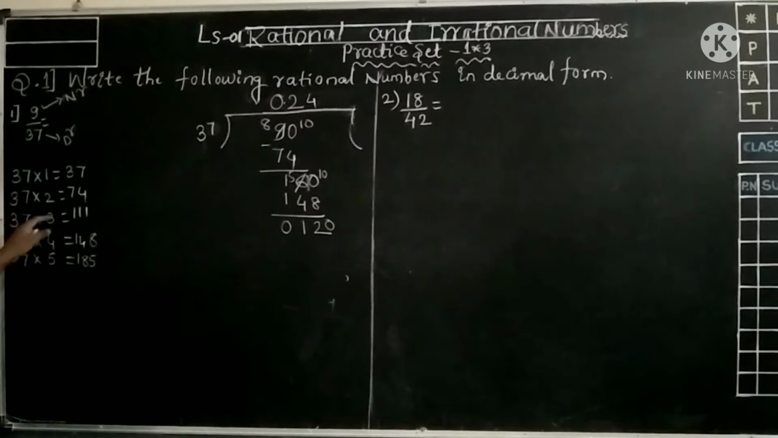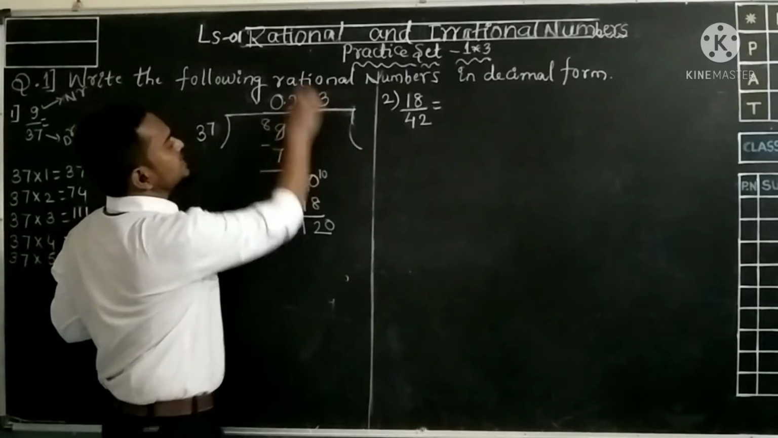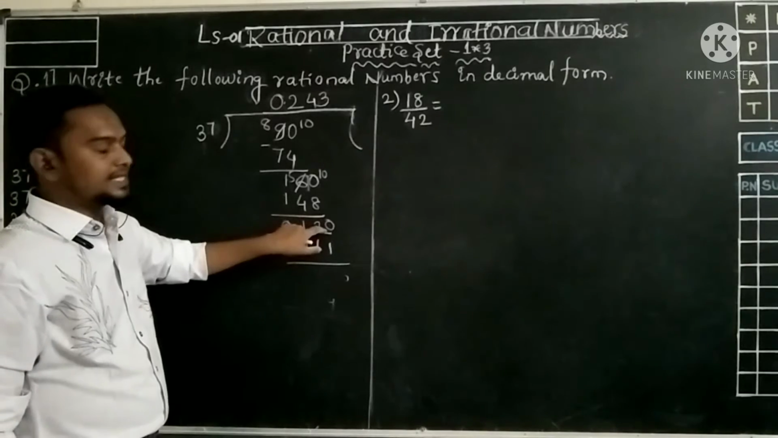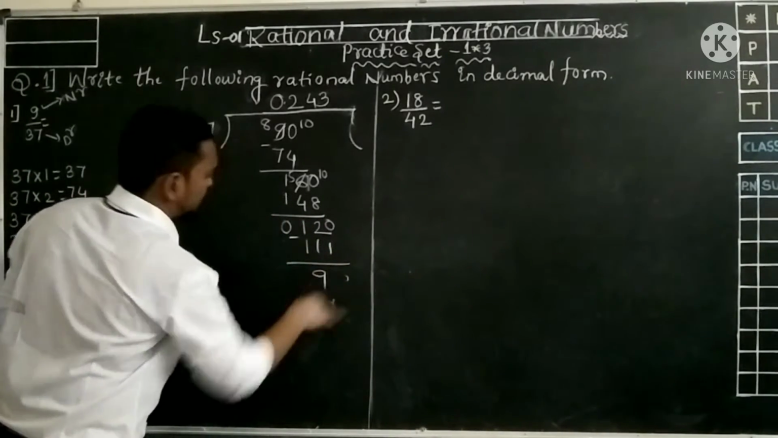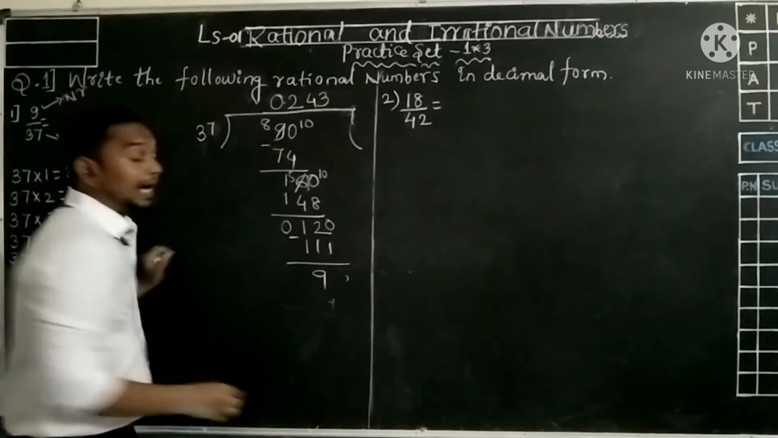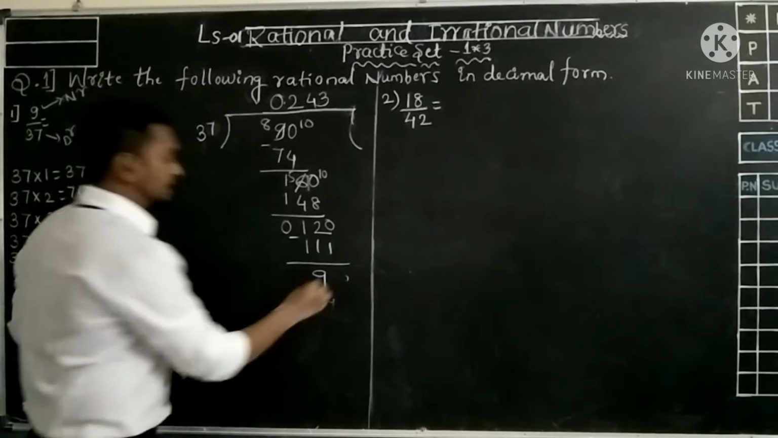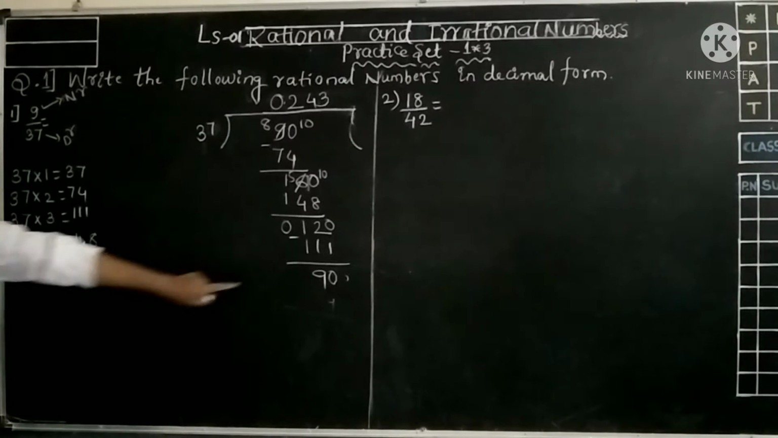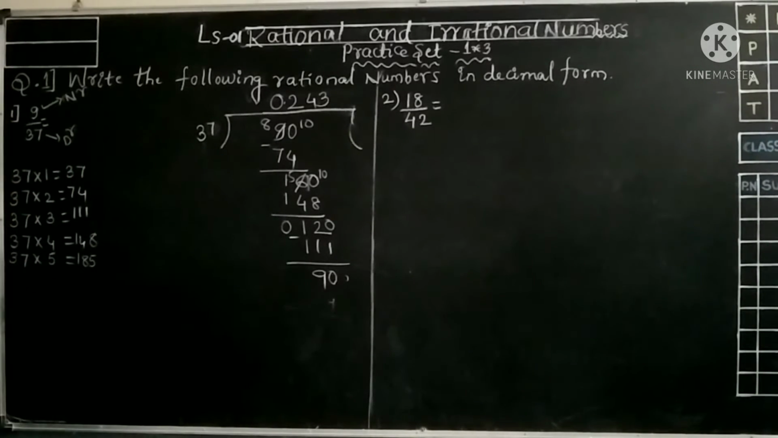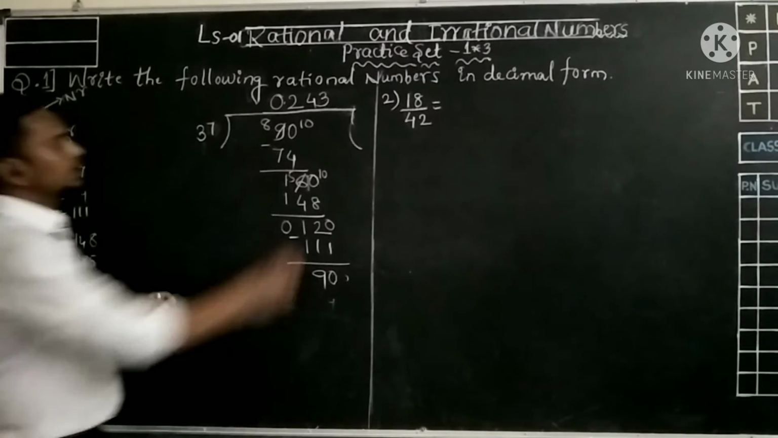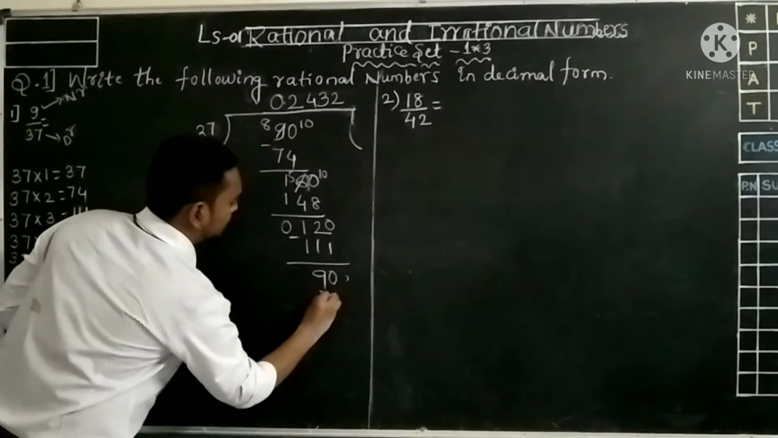Therefore, now we will take 37 3s are 111. Therefore, 120 minus 111 is 9. Again, we will take a decimal point, that is 0. Here, 90 is not in the 37 table. Therefore, now we will take the lesser value, 37 2s are 74.